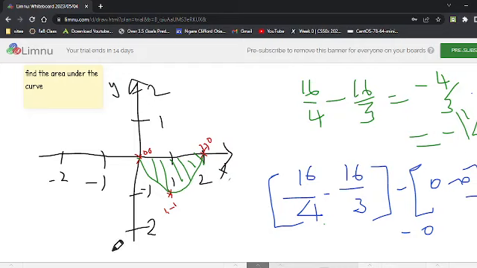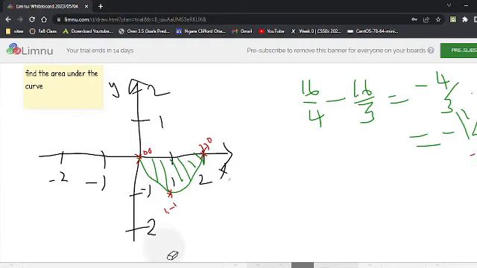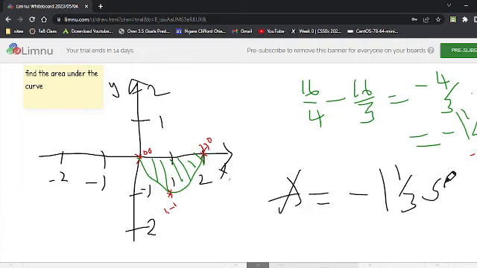So that is the answer. The area is equal to negative 1 and 1 over 3 square units. So that is the answer.